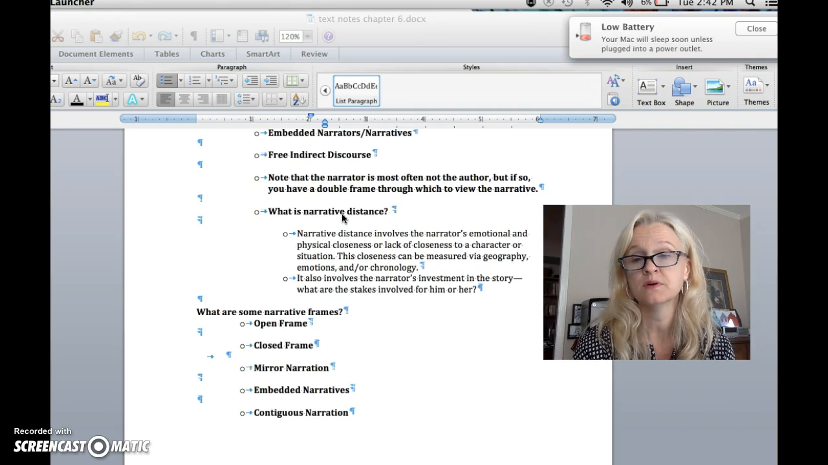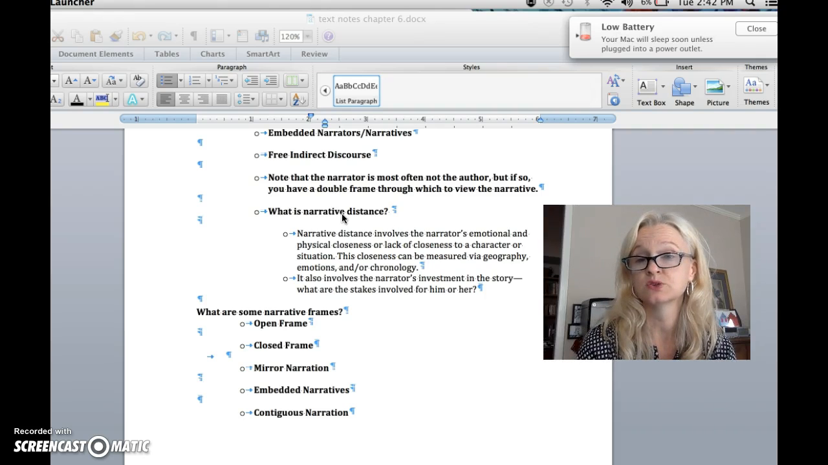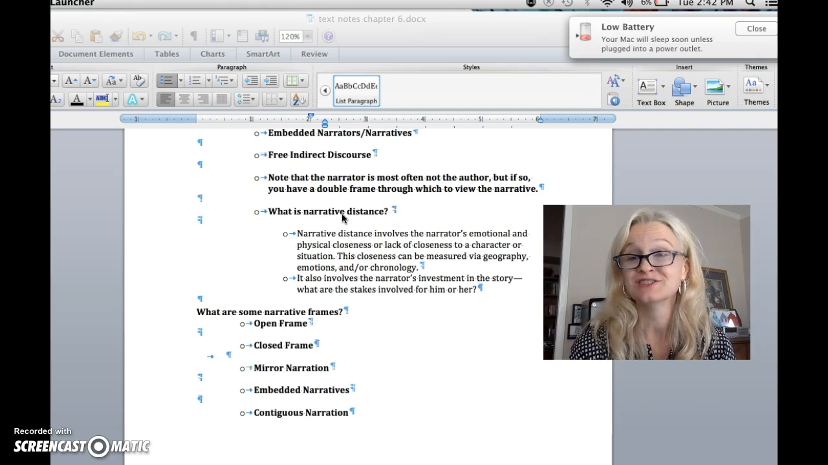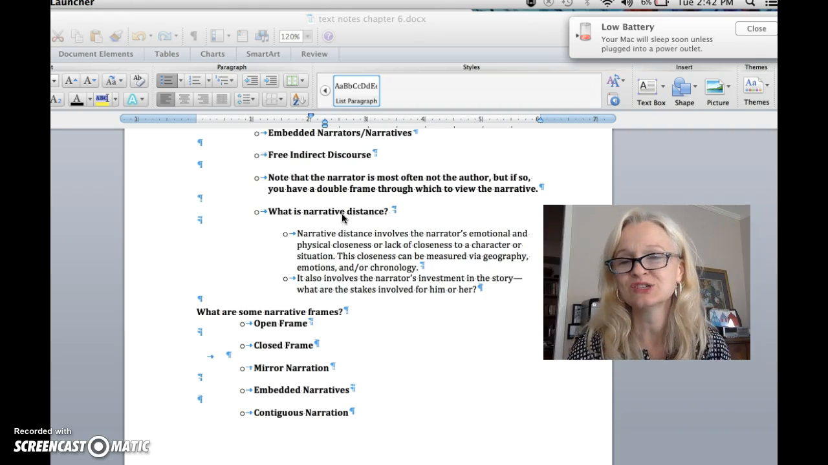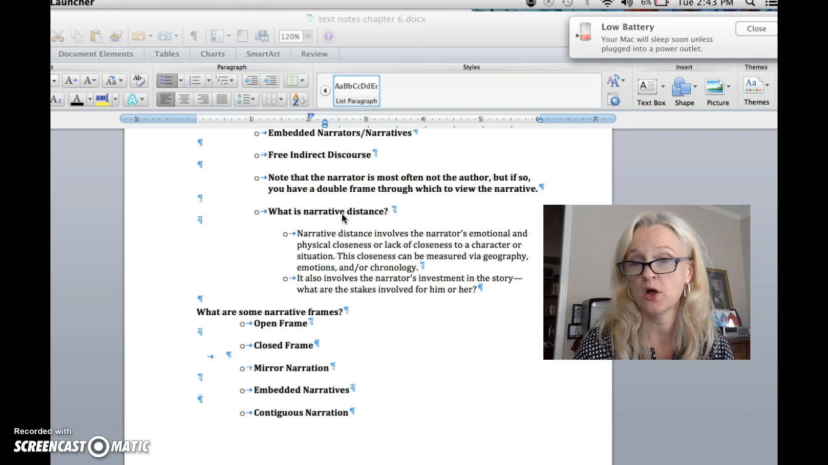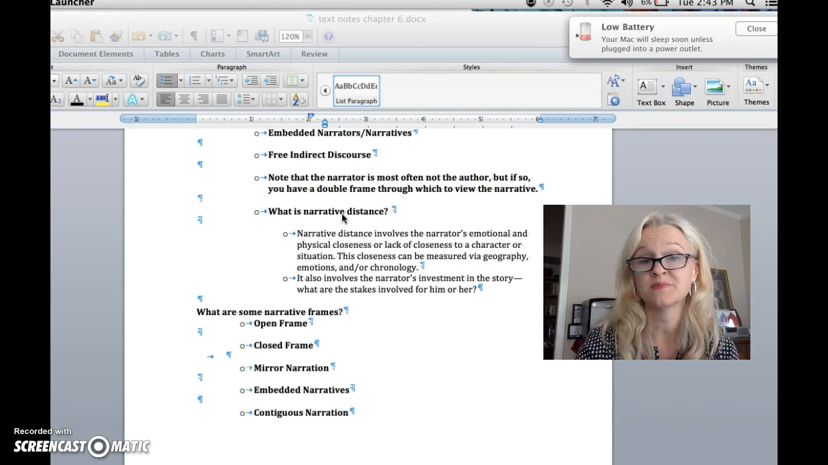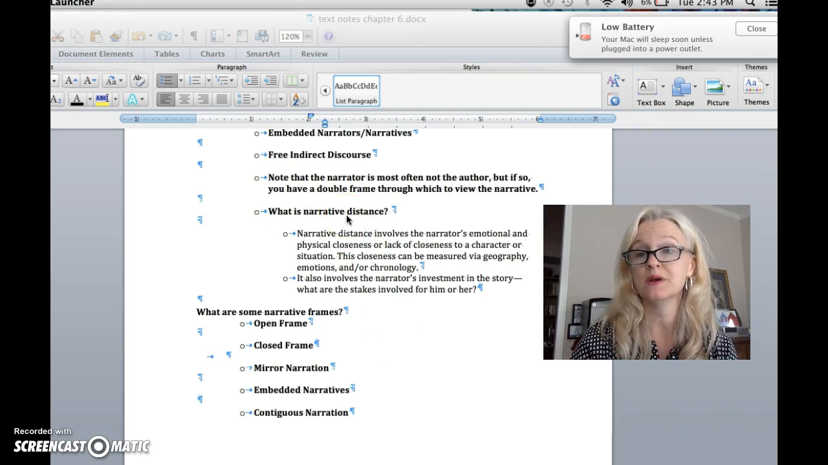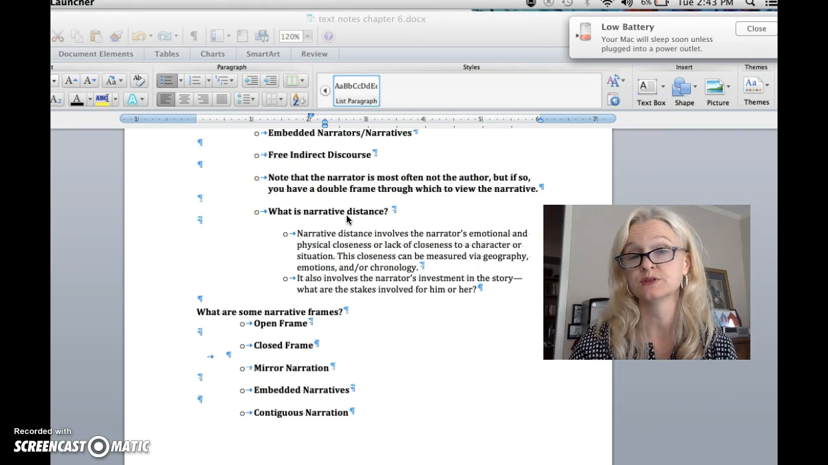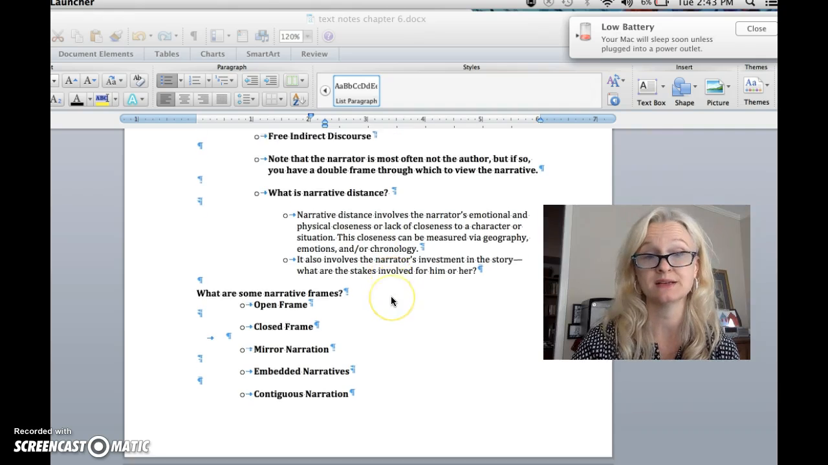For example, if a character is telling a story ages and ages hence, it's a long time in the future and they're recalling something that happened long ago, and distance softens our memories and it can also make them maybe not so accurate. So that's something to look at: how far away, how involved they are. So narrative distance is really about geography, it's about chronology, and it's about emotional connection to the tale. So this again is something you really want to analyze.